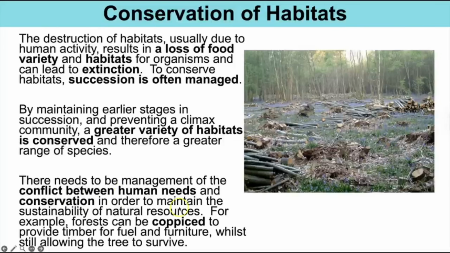So you might do things like coppicing or pollarding, where you cut down some of the trees, but you don't take out the roots, because then over time the trees can still regrow, so it's not going to be harmful for the environment. And also it means you get timber for furniture, or you could use the wood for fuel as well.